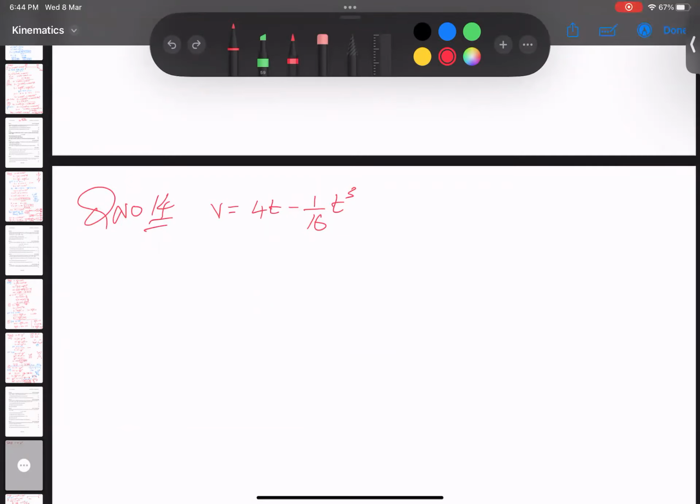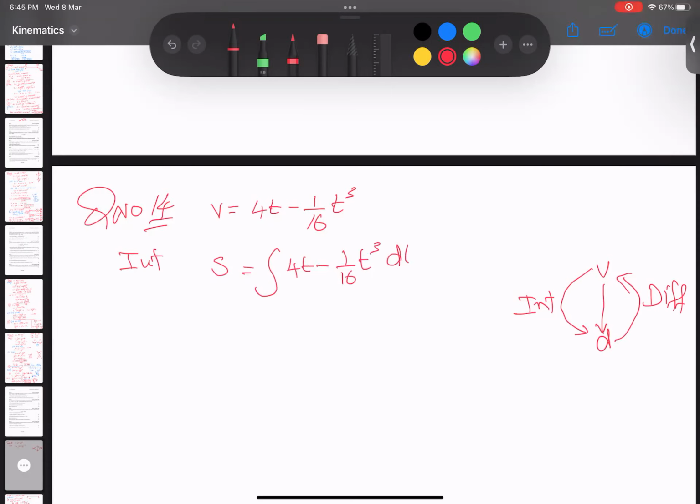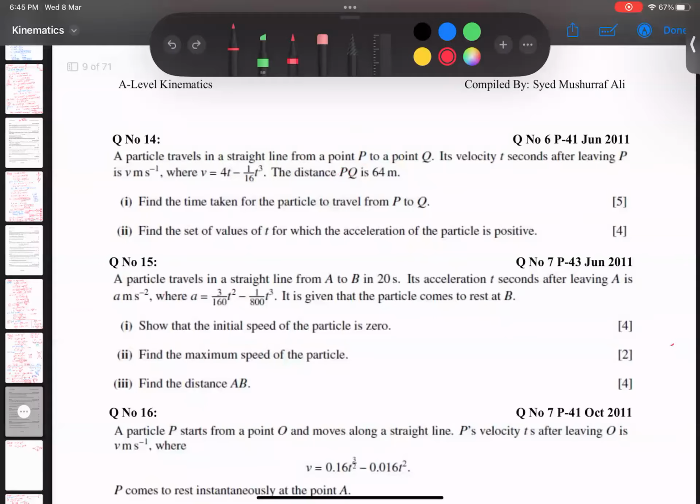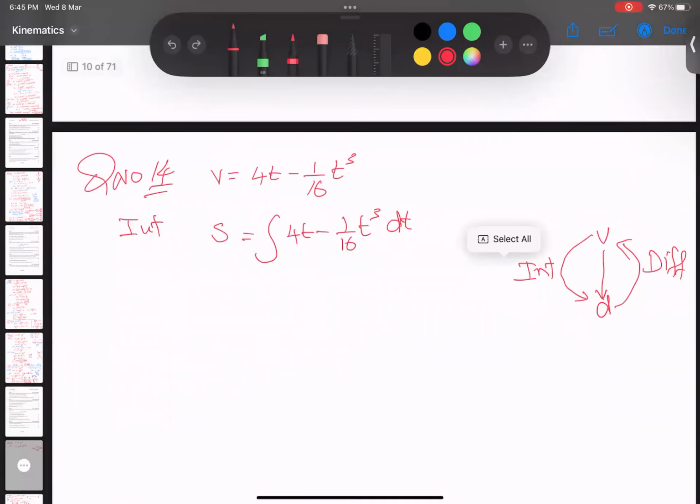If I am on the level of velocity, I need displacement, so I must integrate. If I go upwards, I will differentiate. Okay. So now if I integrate, what happens? I get S equals the integral of 4t minus 1 over 16 t to the power 3 dt. And you know it very well, students, the distance is 64 given by him. So I will replace the 64.